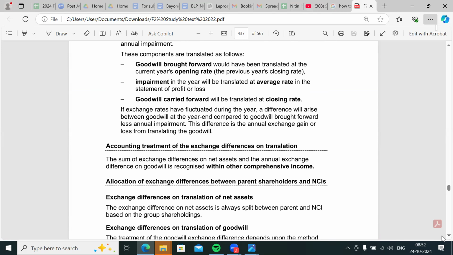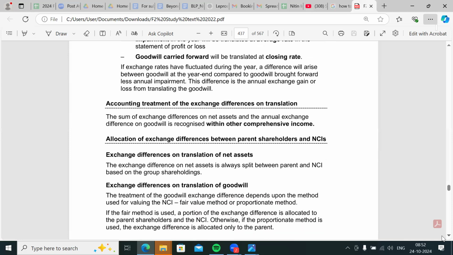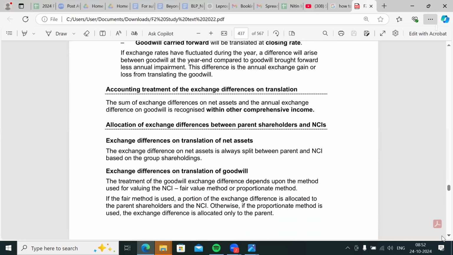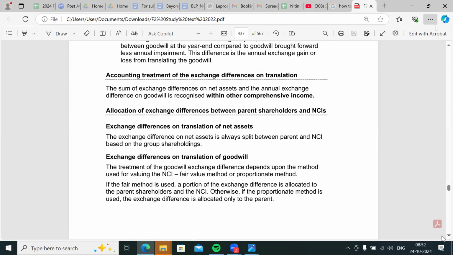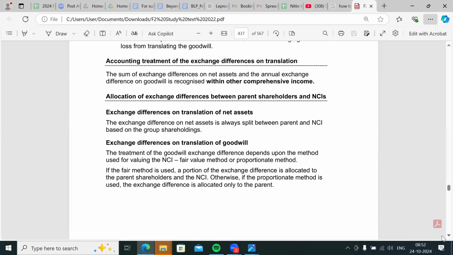Allocation of exchange difference between parent shareholder and NCI. That's also important. Now we have this exchange fluctuation. The exchange differences on net assets always split between the two. Exchange difference on translation of goodwill. Here they've told us what?